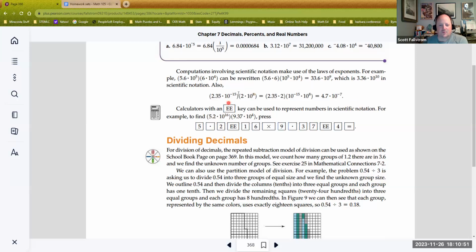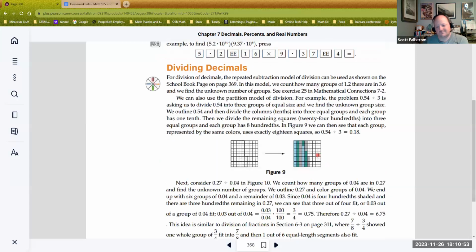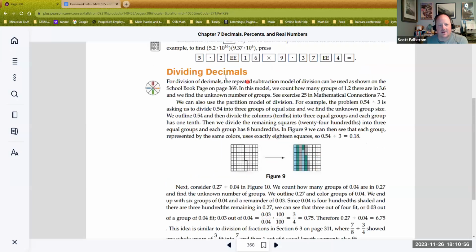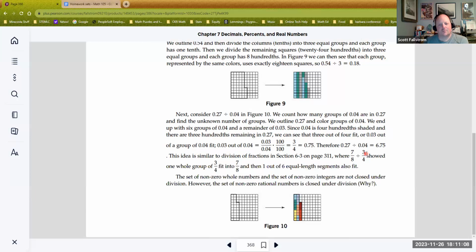They'll put a few in here, maybe working with scientific notation, but not the biggest thing. Let's hear dividing decimals. So again, dividing decimals, honestly, probably the easiest thing to think of is the measurement approach to decimals. That would be absolutely ideal, because then you really don't have to worry about the fractional pieces.